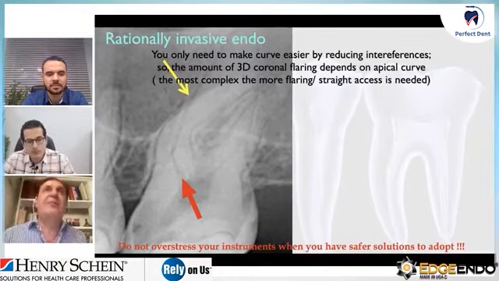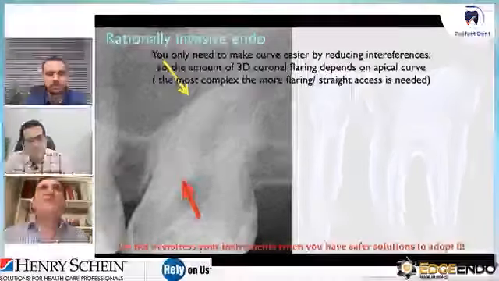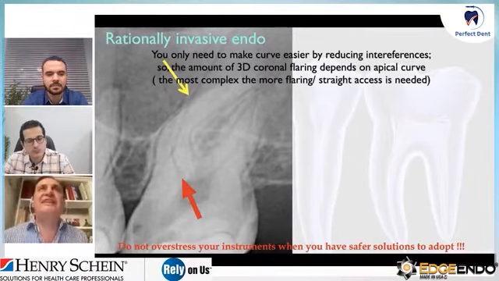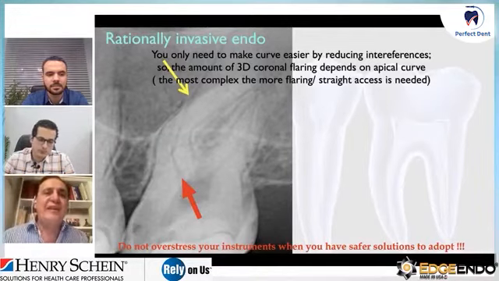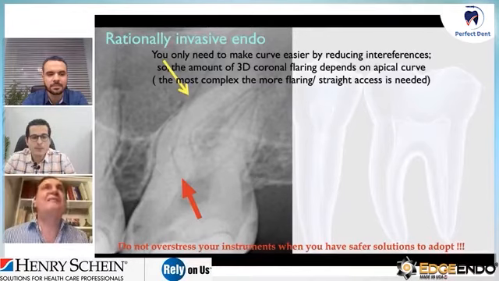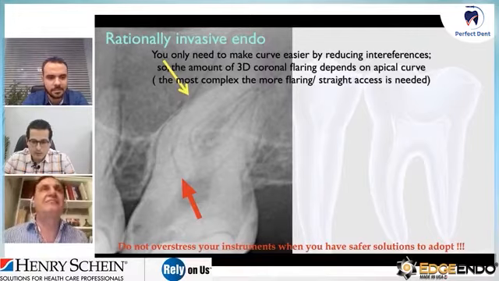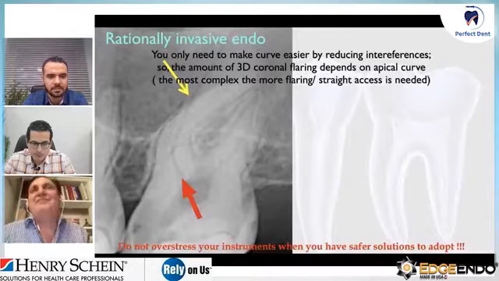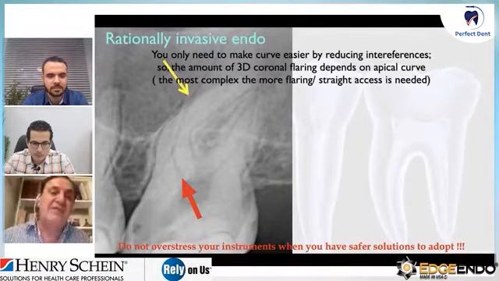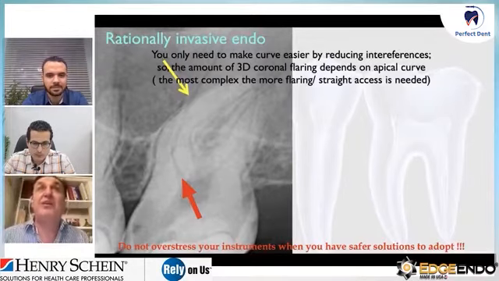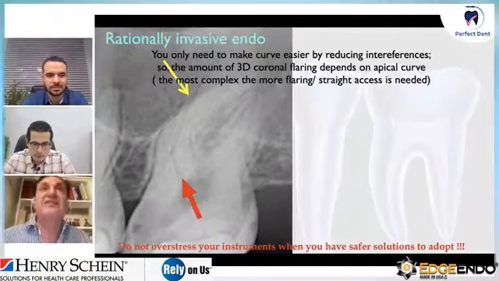So in my opinion, and this is what many dentists do, but they don't really understand this, you only need to make the curve easier by reducing the interference. Your instrument must go to the working length without iatrogenic errors, easily. And if you do this, then you can clean, brush, you can do whatever you want. So the amount of the three-dimensional coronal flaring, in my hands, depends on the apical curvature.